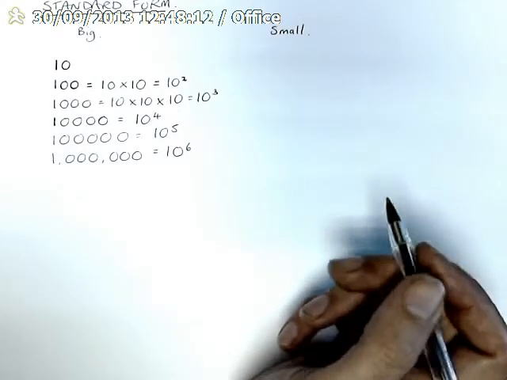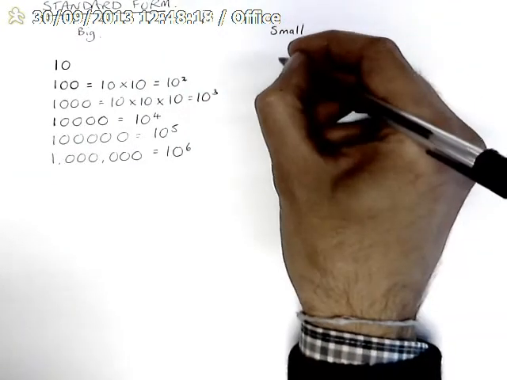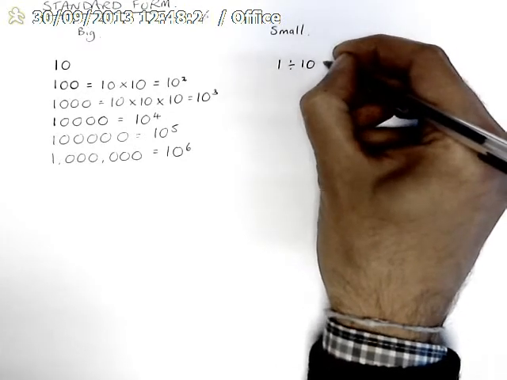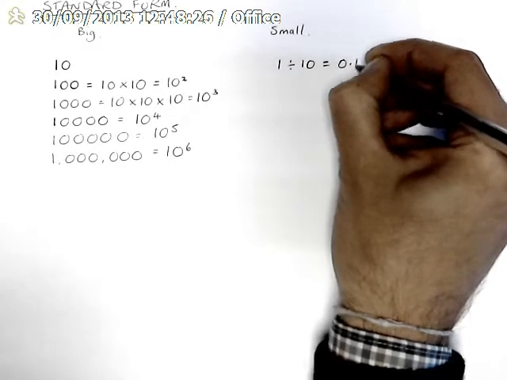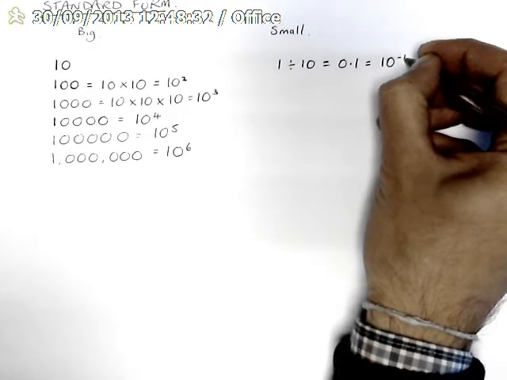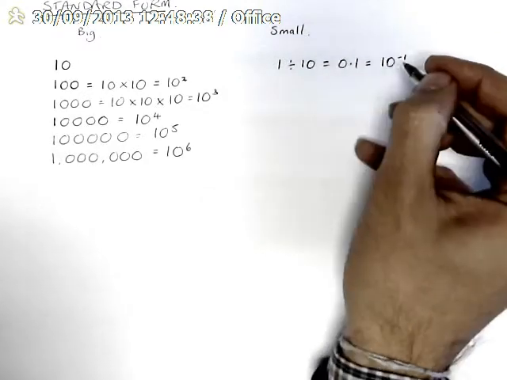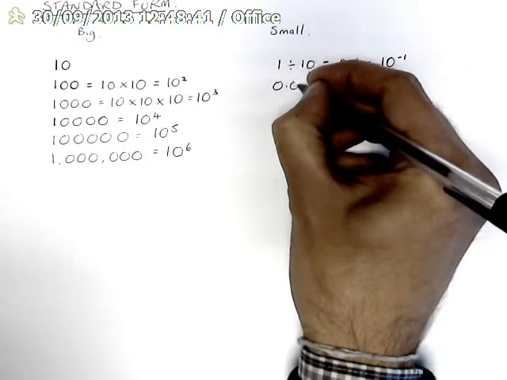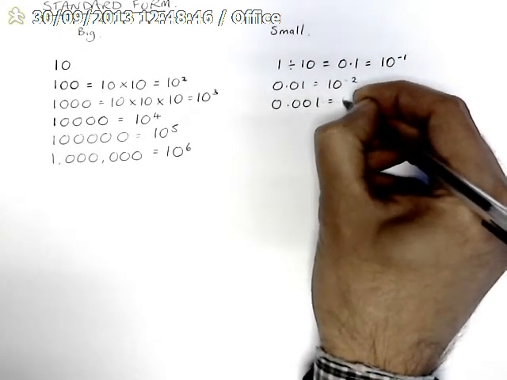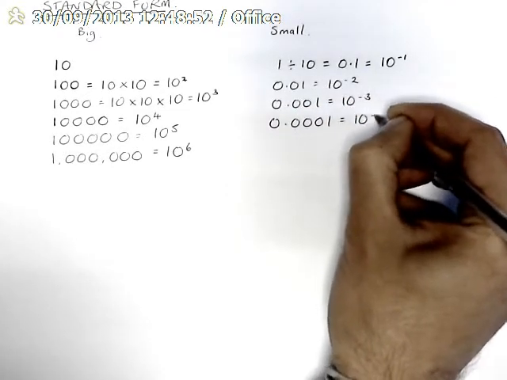So how might we do small numbers? If we look at the number 1 and divide it by 10, the answer to that would be 0.1. And there is a way of writing that. We could write 10 to the minus 1. It's been divided by 10, not multiplied by 10, divided by 10. I could go on. 0.01 equals 10 to the minus 2. 0.001 is 10 to the minus 3. 0.0001 is 10 to the minus 4, etc.